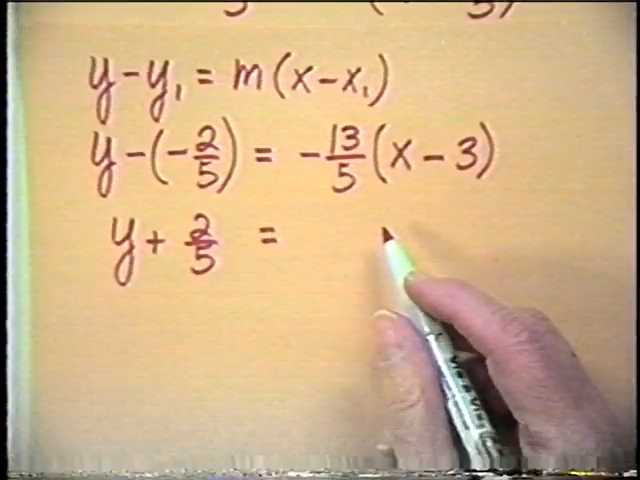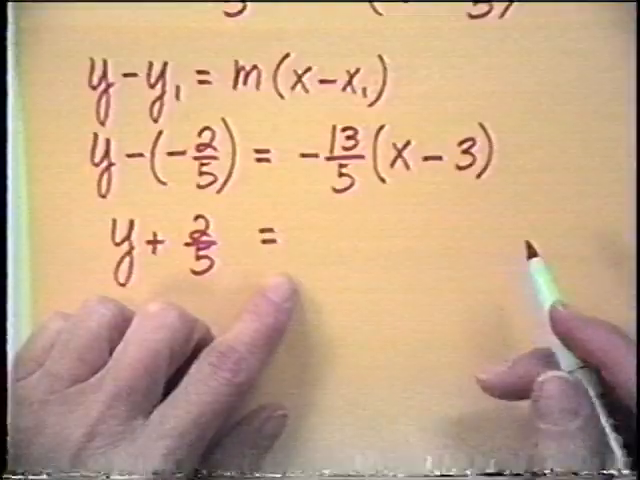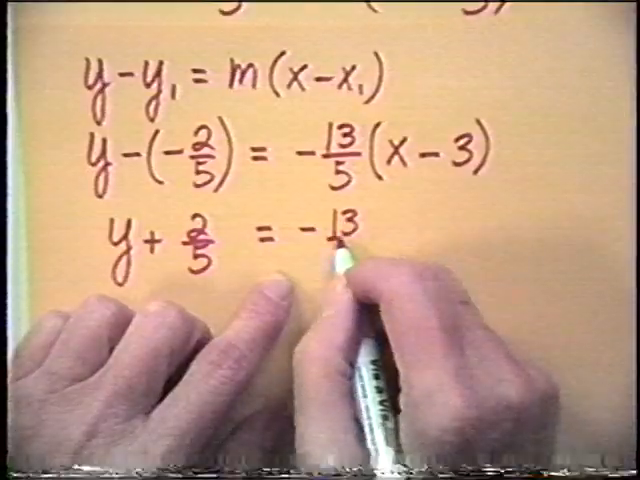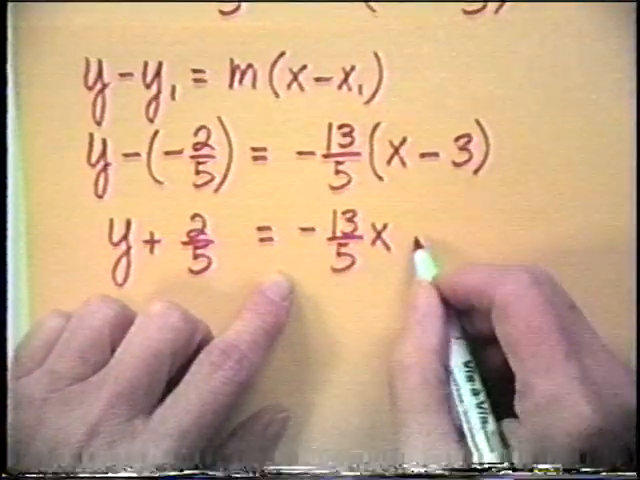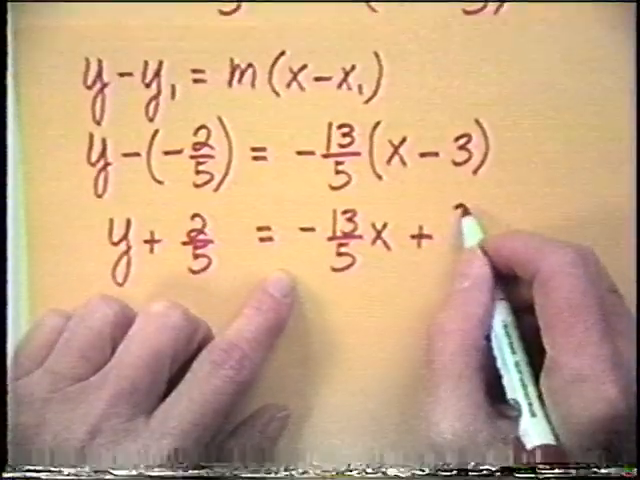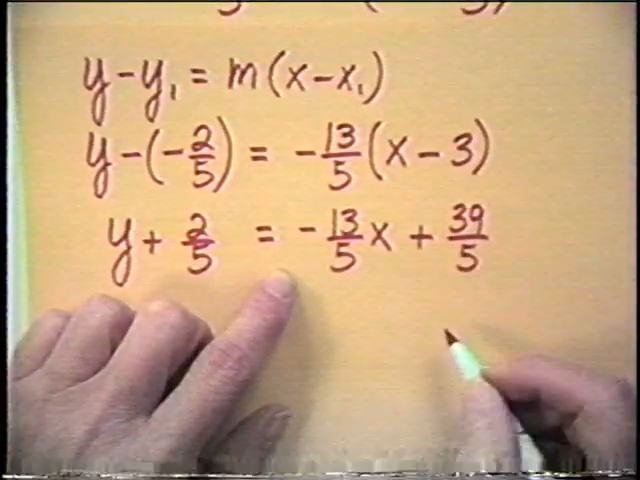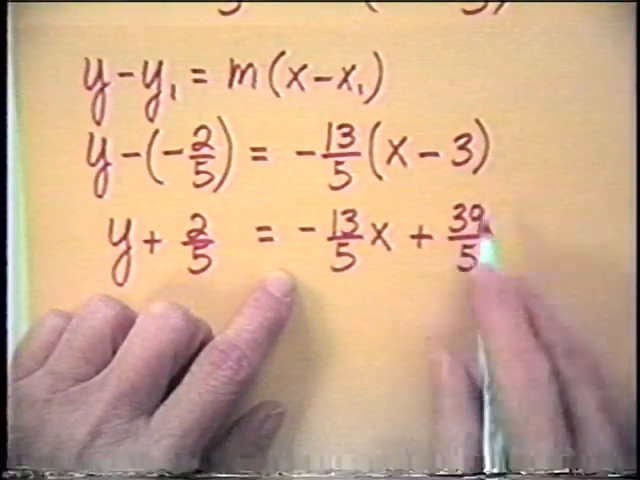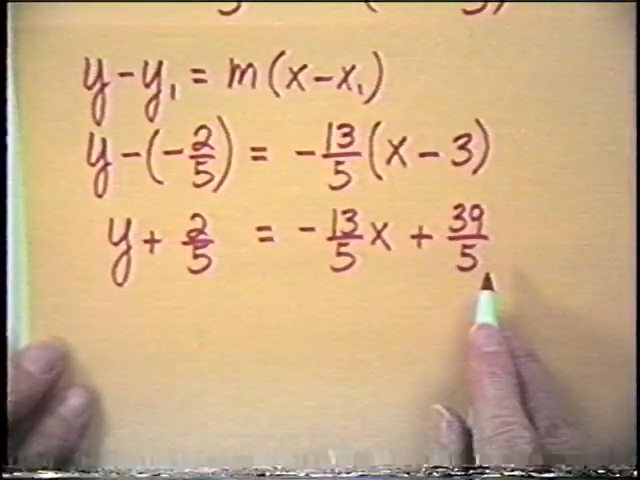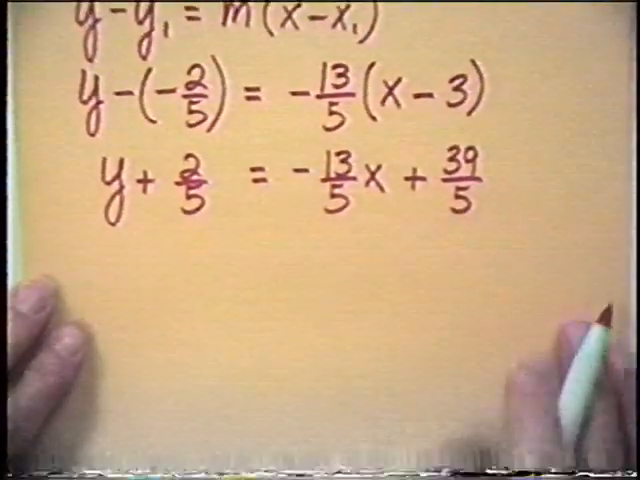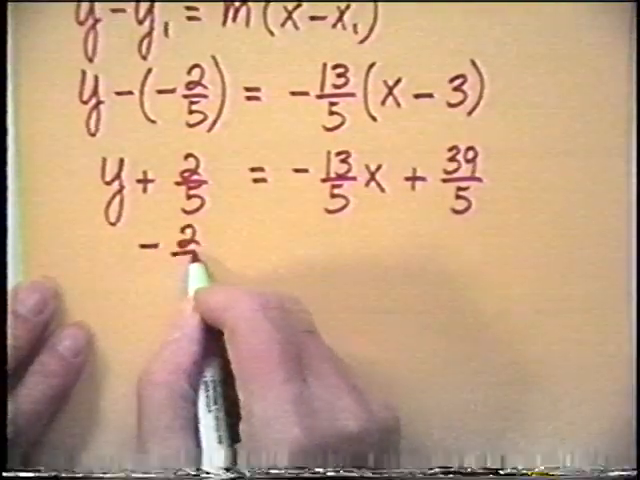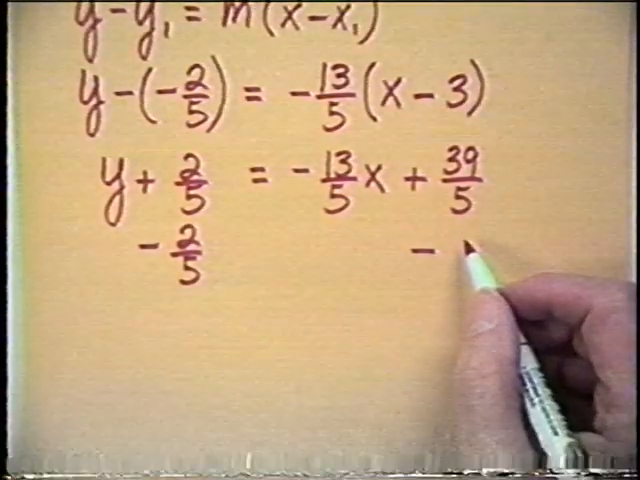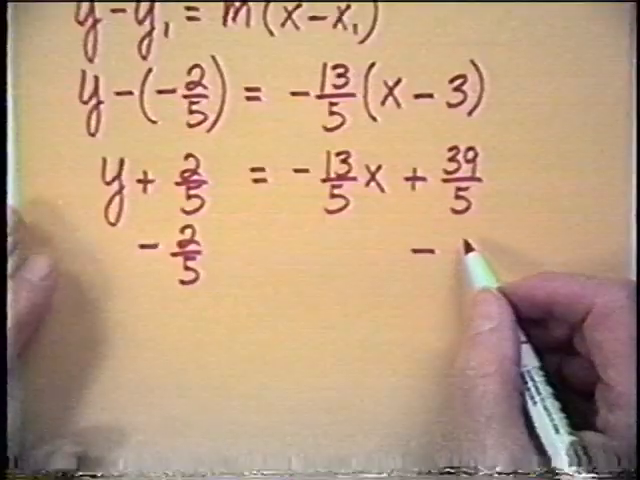And it's up to you. You can multiply out first or get rid of your fractions first. If we multiply first, we get a negative 13/5 x and a plus 39/5. 13/5 times x and then 13/5 times 3. Okay. Then I'd probably subtract 2/5 from both sides first. Or do we want to get rid of fractions first? Get rid of fractions? Okay.